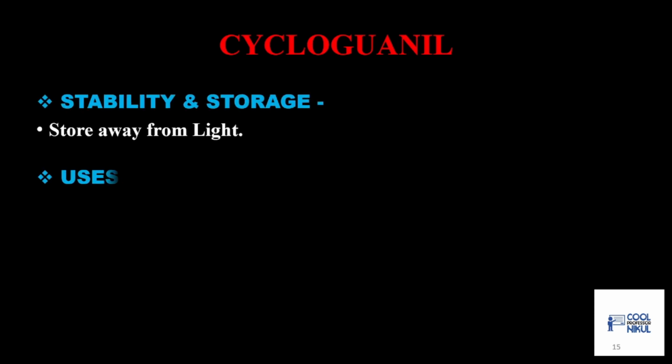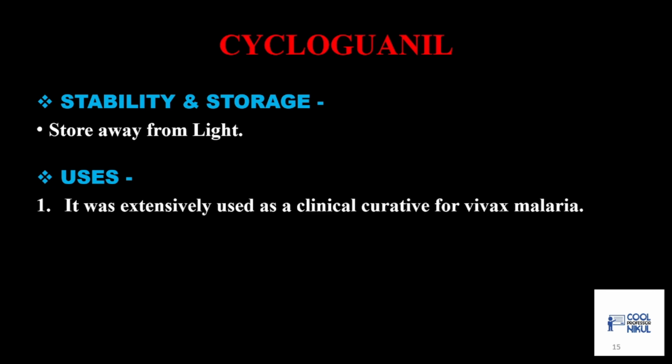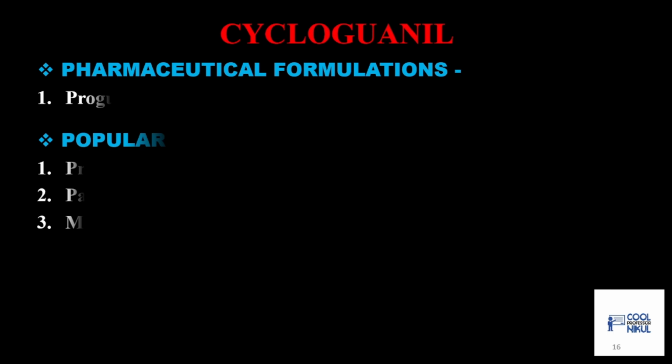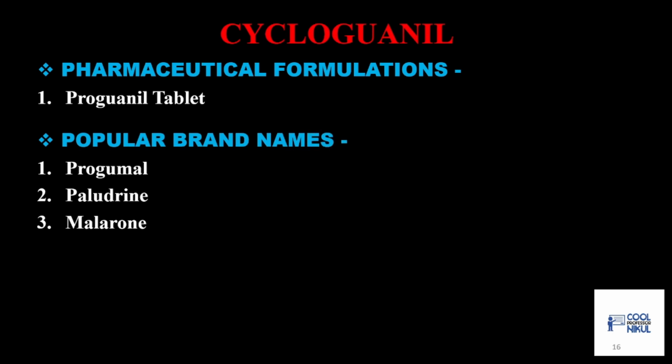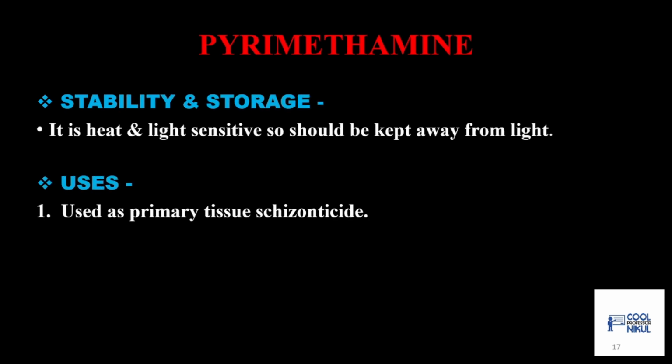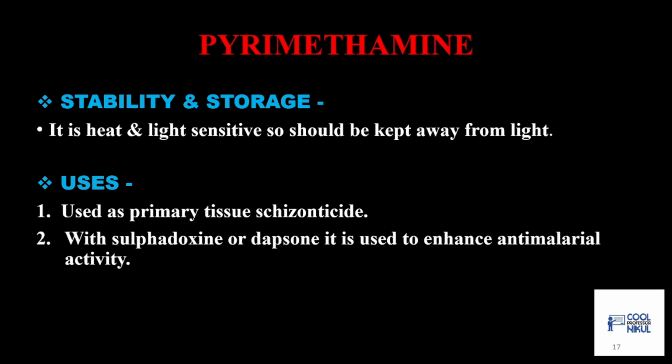Cycloguanil: store away from the light, and it is used extensively as a clinical curative for vivax malaria. Proguanil tablets are available, and popular brand names are Proguanil, Paludrine, and Malarone. Pyrimethamine, stability and storage is same, and uses are primary tissue schizonticide, and with sulfadoxine or dapsone it is used to enhance anti-malarial activity.